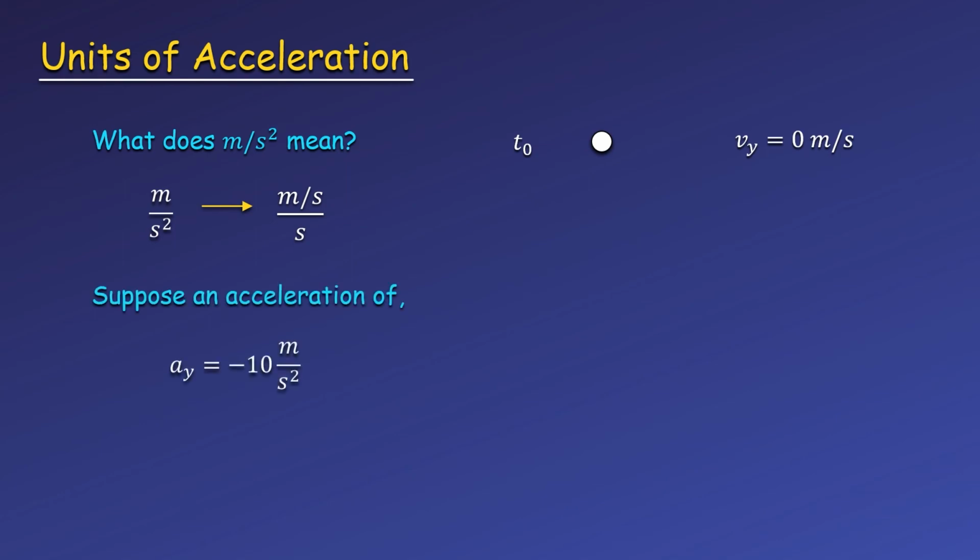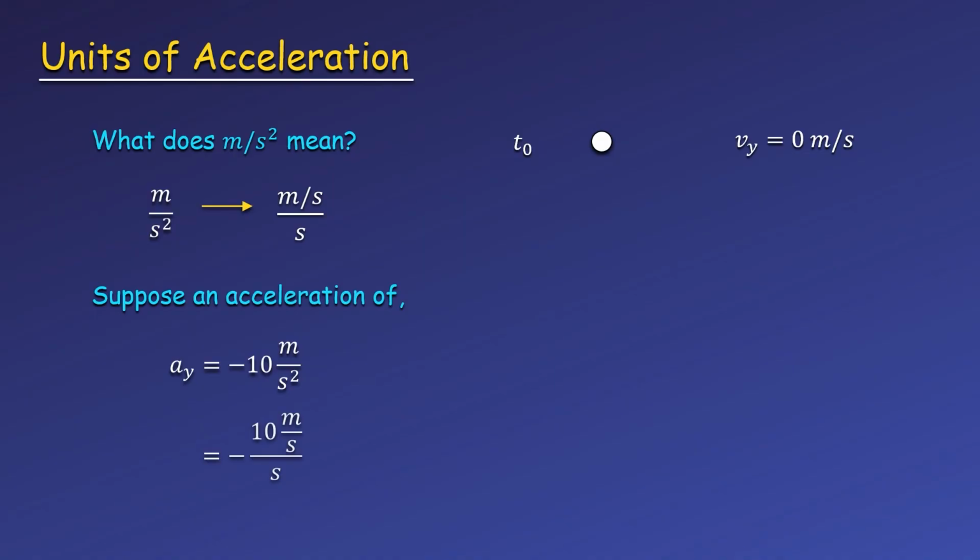I want to look at the units of acceleration and get a better grasp of what acceleration means. Instead of writing the units as meters per second squared, which is simplified, we'll write it as meters per second per second. Now suppose we have an object and it begins with no velocity, and it will accelerate at minus 10 meters per second squared downward, or in the minus y direction. We can write this as minus 10 meters per second per second.